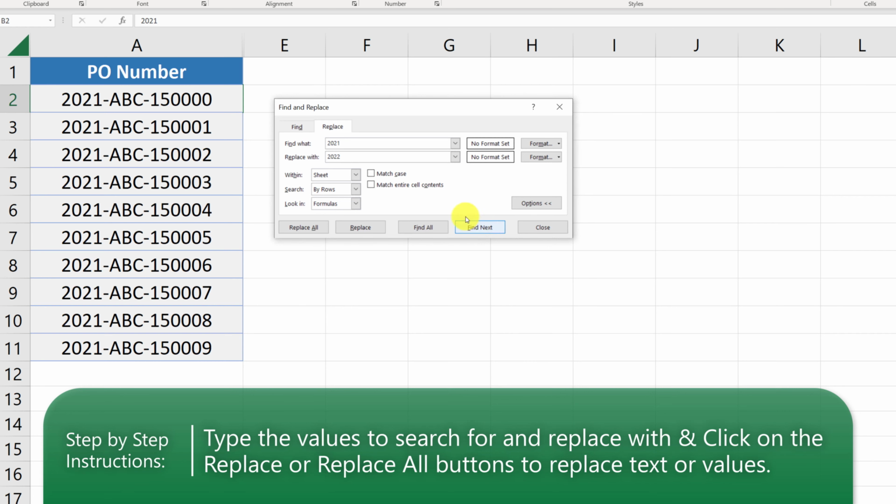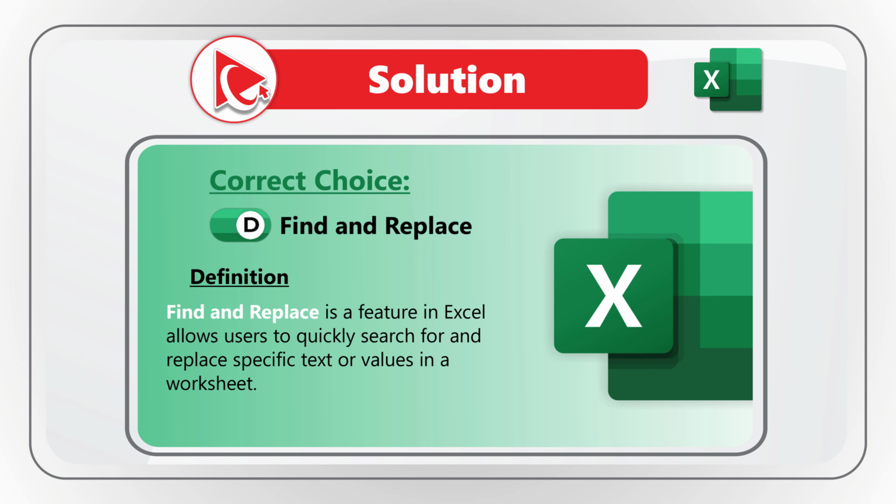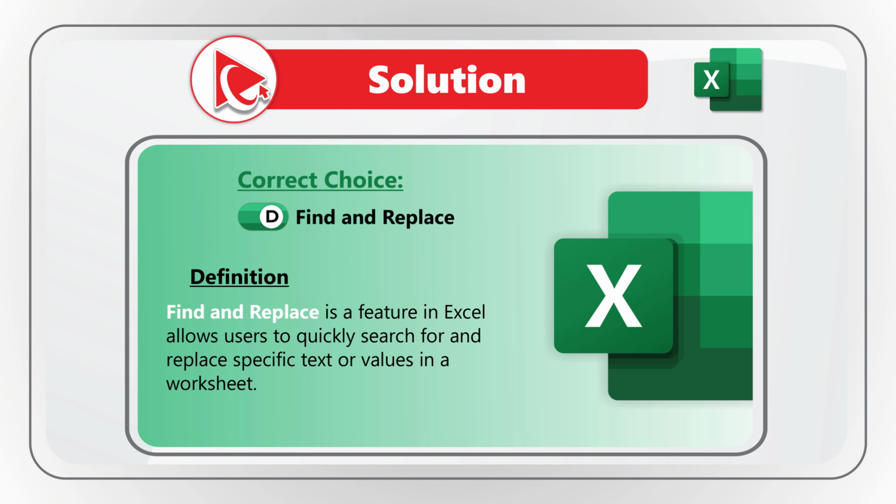We click Find Next, and Microsoft Excel pointed us to the row 2. Here we can click Replace, and it will replace the value in the row 2 from 2021 to 2022. We can also use the feature called Replace All, which will complete the remaining 9 replacements. So I believe the correct answer here is choice D, Find and Replace. Do you have a better solution? Please make sure to post your answer in comments.